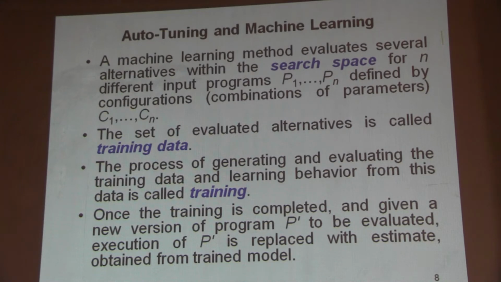It's general information, the terminology. So search space in our case is a possible combination of program parameters. We have training data, and once training is completed, we just replace the evaluation from the real execution by the evaluation from this statistical model.